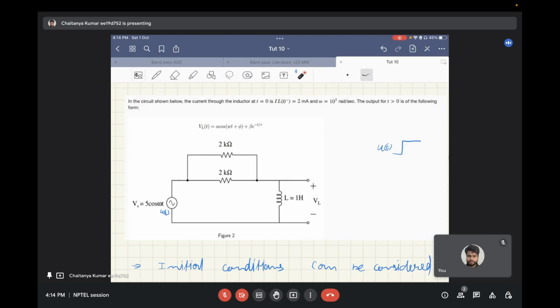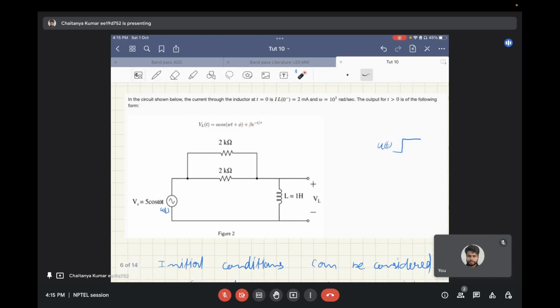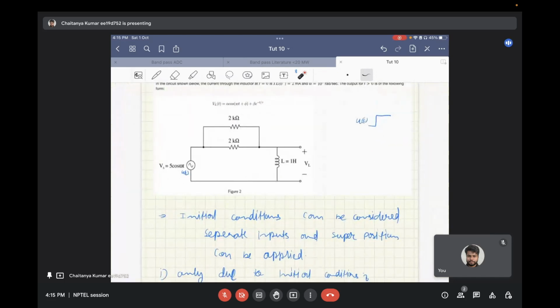equation. So that is of this form. It will contain a sinusoidal response and an exponential response, and you need to find out the total response. So what can be done in this case is initial conditions can be considered as a separate input, and the actual input can be considered as a separate input, and superposition can be applied because the circuit is linear. But the initial condition makes it incrementally linear. But if you consider that also as a separate input, you can apply superposition.